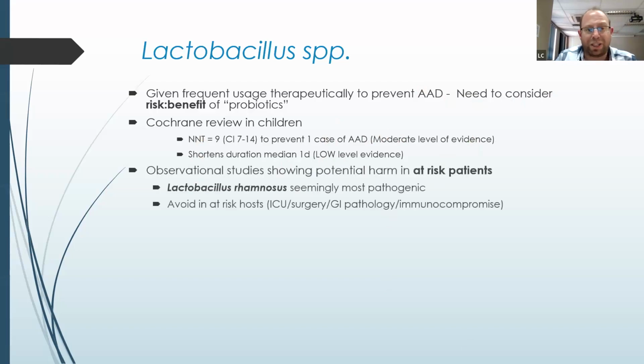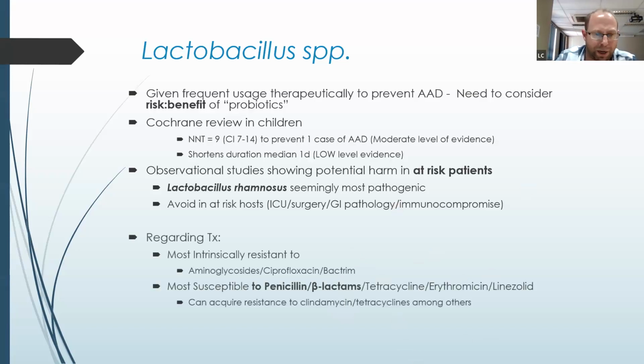But there are also all these observational studies showing the potential for harm in at-risk patients, with lactobacillus rhamnosus being the most pathogenic, described in the most cases of invasive bacteremia. So the suggestion is to avoid using probiotics in at-risk hosts in an ICU, in a surgery, in patients with GI pathology or immunocompromise. So probably not the best thing to do in many hospitalized patients.